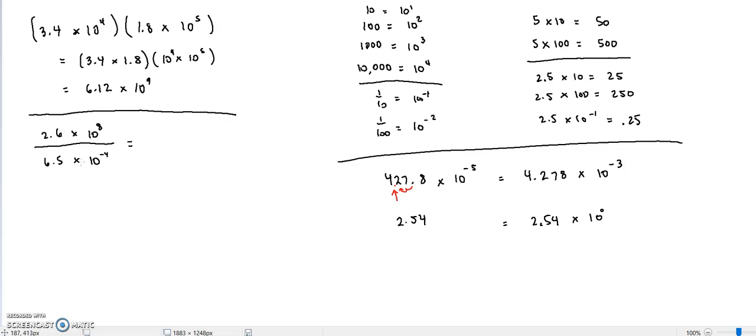Because this is all multiplication and division, we can group it. So we can do, like, you have 2x over 6x. You can do the numbers and you can do the x's. So we're going to do the same thing. We're going to do the decimals like this, and then we're going to do the tens. So I'm going to do 2.6 over 6.5. And then the tens, remember when you divide two things with the same base, you subtract the exponent. Okay, so it's 8 minus -4. I'd actually be adding. So 2.6 over 6.5, I get 0.4.